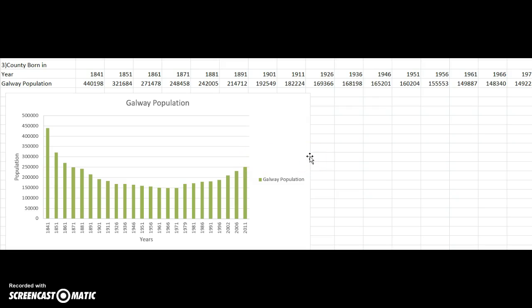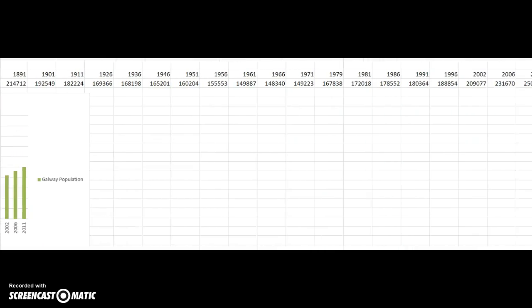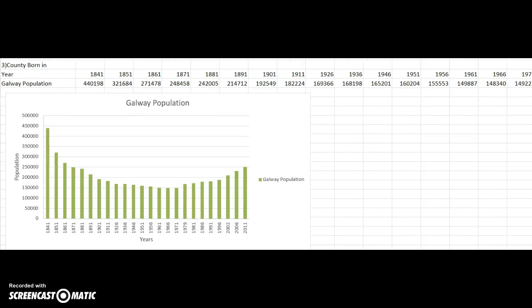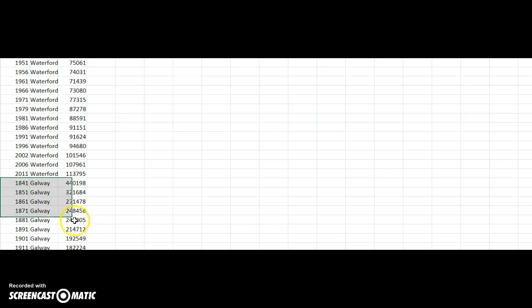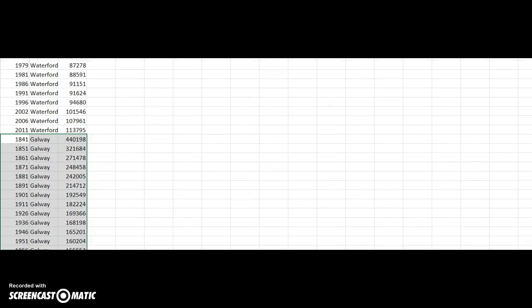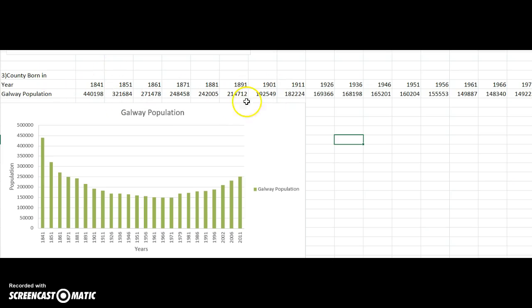The next part was to graph the county that I was born in, and it's Galway. So I copied and pasted the information from 1841 to 2011. It's Galway's population, and this is the sheet I copied and pasted it from onto my graph one. To graph this information, I used a clustered column because you can see better with the population and all the years from 1841 to 2011, Galway's population.